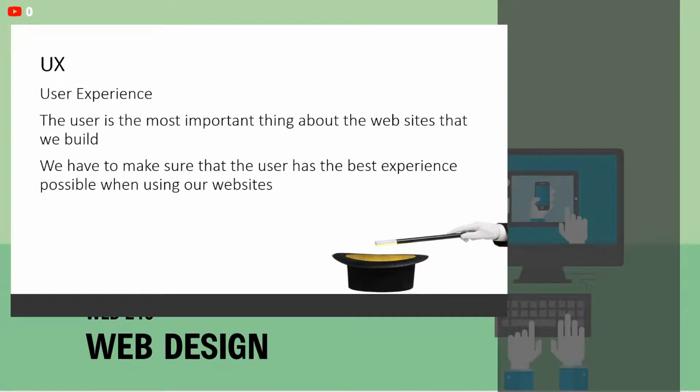The idea is that whether or not I personally like something is almost irrelevant. The bigger deal is how our user receives the experience that we've built for them. So when we're talking about UX, when we're talking about user experience design, the user is at the center. And we want to make sure that the user has the best possible experience when using our websites.